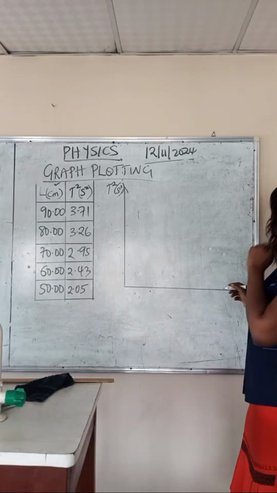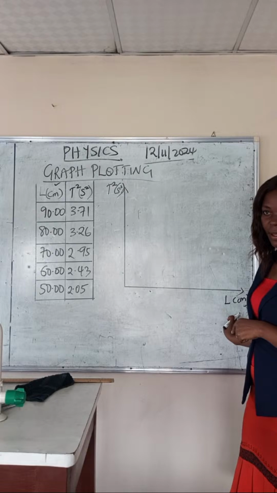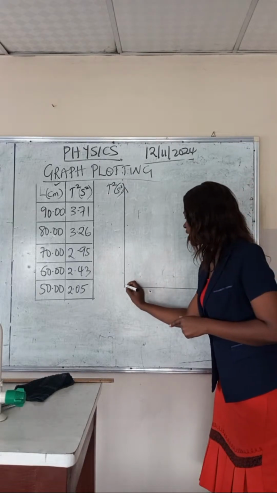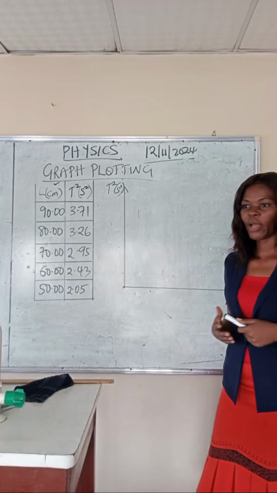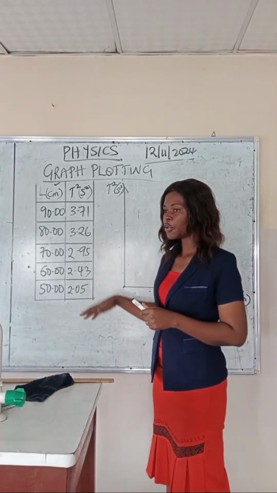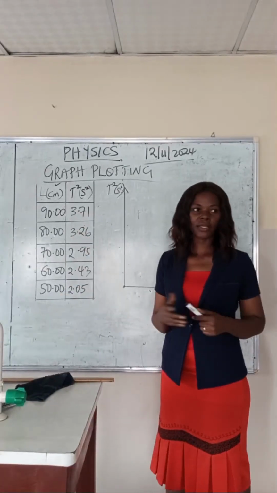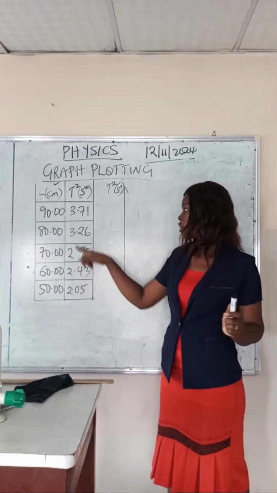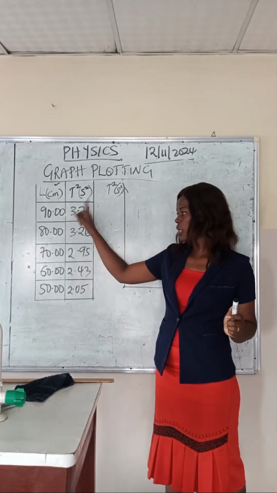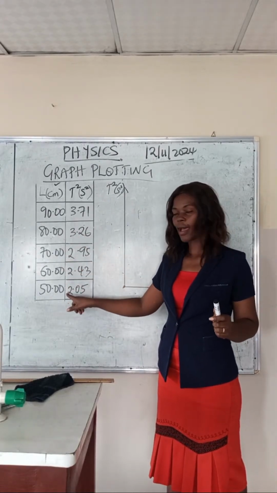Okay. Alright. Now this is L. Don't forget to put the unit, which is centimeter. The next thing I'm going to do is to choose a very good scale. How do I choose the scale? Look at the range. Let's just assume it's not there. Now we have the whole numbers. We have 3, 3, 2, 2, and 2.